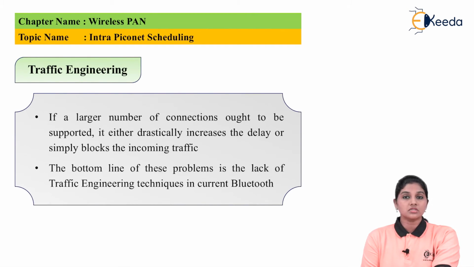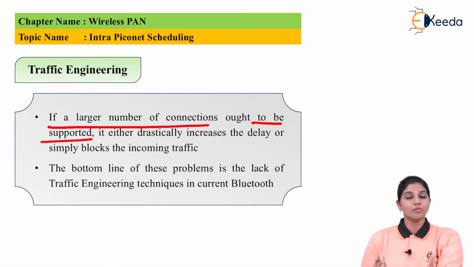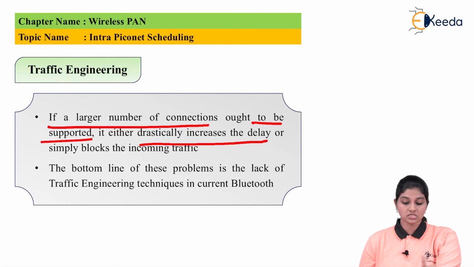Next, we need to consider another point related to traffic engineering. In case of a large number of connections to be supported by the network, in one Piconet we can connect a maximum of 7 nodes to one master, and when a number of Piconets get connected to each other, they form a scatternet. So in that case, a large number of connections are required to be supported. Either it increases the delay or it simply blocks the incoming traffic.